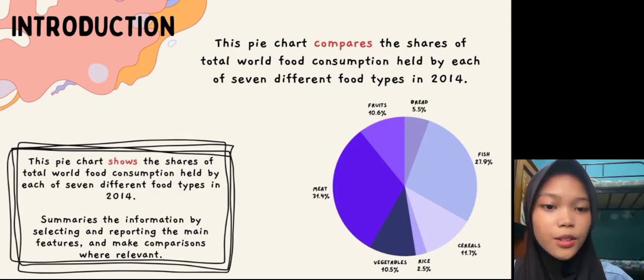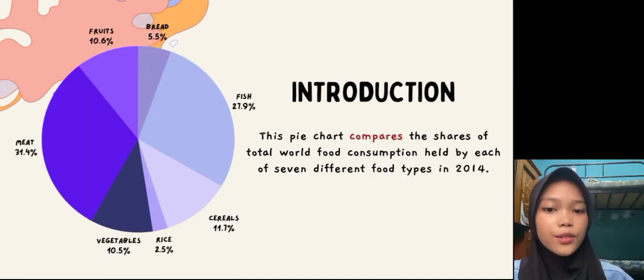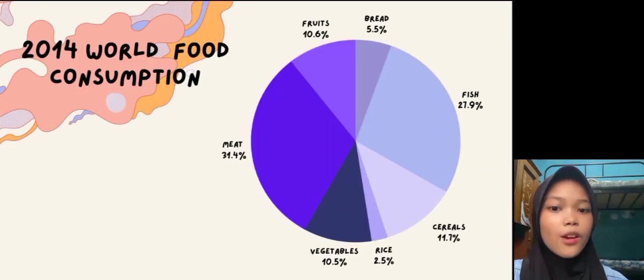The pie chart compares the percentage of 7 food types which were consumed by the world population in 2014. Here I used "compares" instead of "shows". Why is that? Well, this kind of chart tests your ability to compare and contrast data. There is no data changing over time. All we can do is just use comparative language.